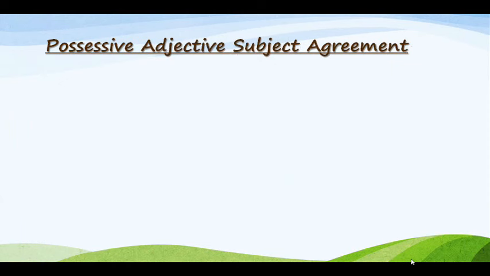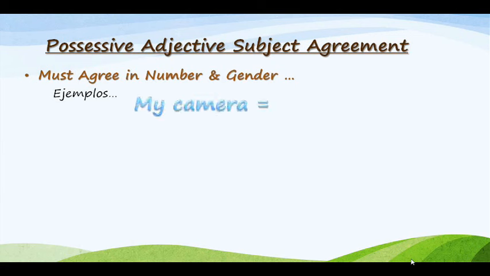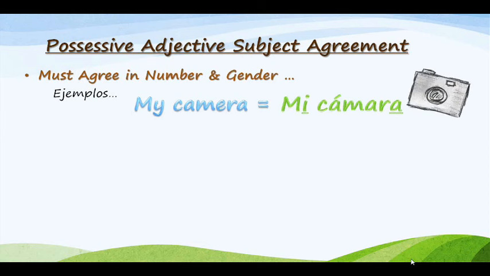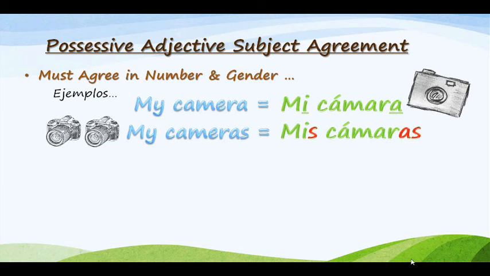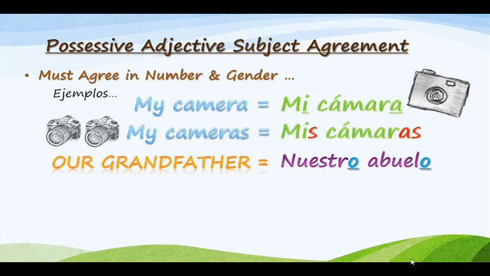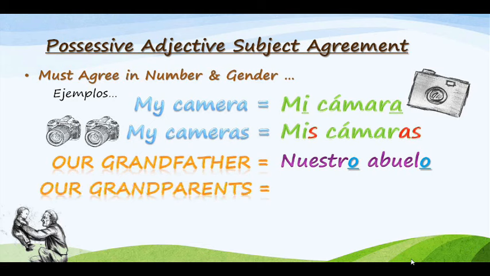Now some things you have to keep in mind when using possessive adjectives. First of all, it has to agree in number and in gender. Some ejemplos of this would be, for example, saying my camera. You would say mi cámara. You make mi agree with camera being singular. Now, if we wanted to say my cameras, we would say mis cámaras, making it agree plural. Or our grandfather, nuestro abuelo, making it agree with abuelo. Or our grandparents would be nuestros abuelos.